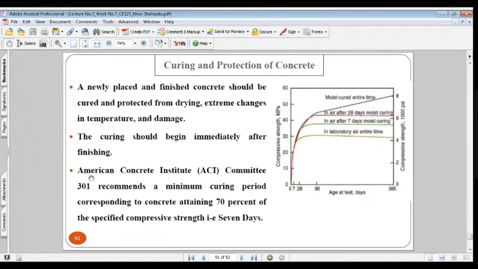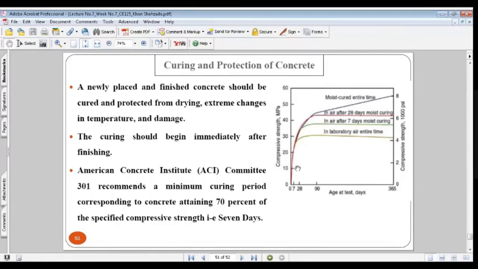Now, the American Concrete Institute ACI Committee 301 recommends a minimum covering period in which the concrete attains up to 75% of the specified compressive strength. If the concrete is getting 65 to 70% of the 28-day strength, then this is enough. This strength is achieved in 7 days. So you have to cover the concrete for at least 7 days.